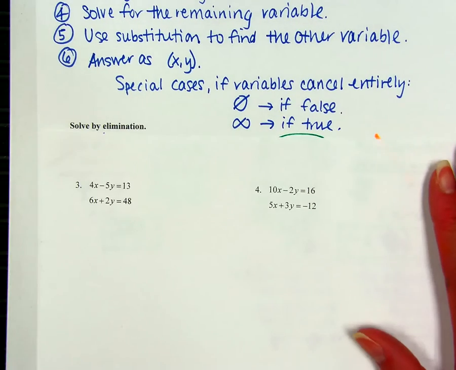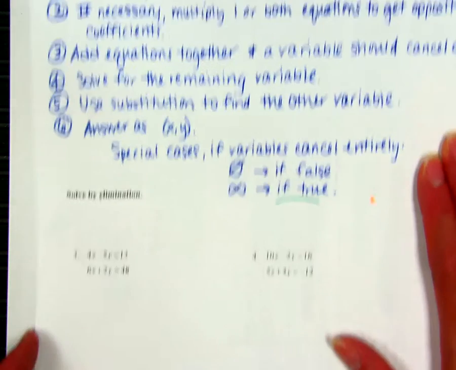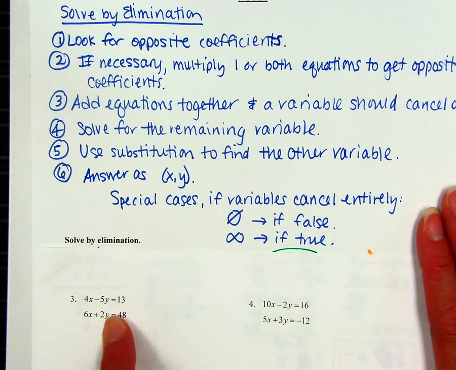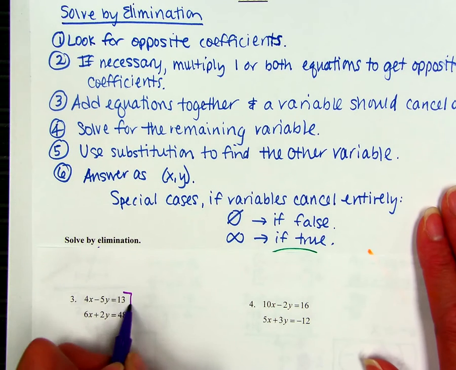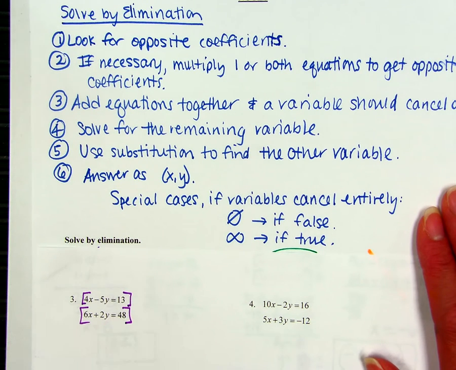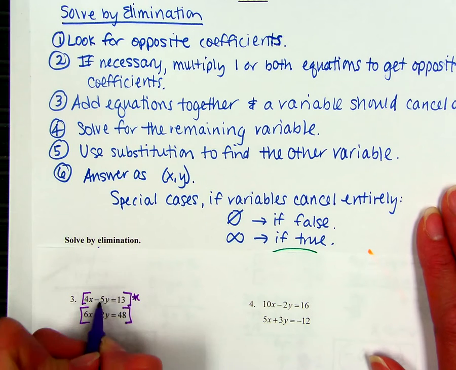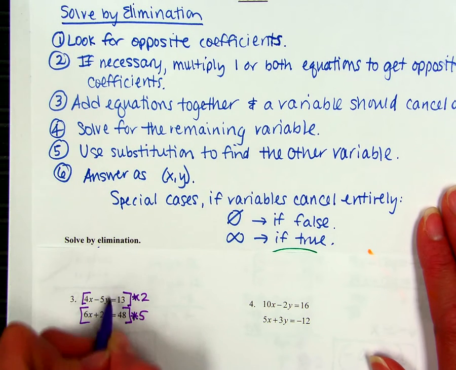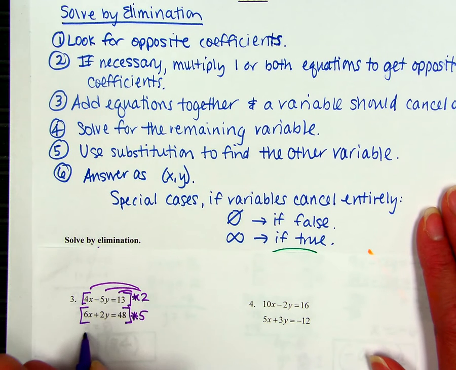And I'll try to leave the steps up there for you to see. All right, so you're looking for opposite coefficients. 4 and 6, they're not opposites. 5 and 2, one's positive and one's negative. All right, so I would just try to get 5 and 2 to be the same number. Well, they both go into 10, so how can I make this say 10? I multiply it by 2, and here I multiply by 5. So I'm going to distribute, make sure you multiply everything by 2. So 8x minus 10y equals 26, and 30x plus 10y equals whatever 48 times 5 is, which is 240.